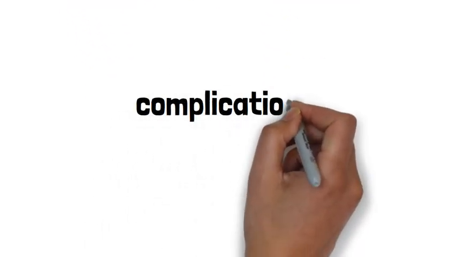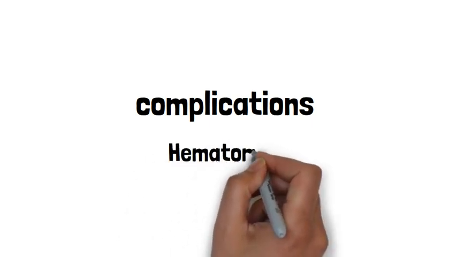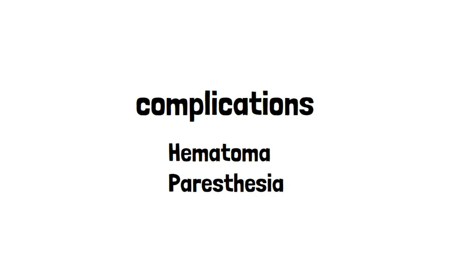The complications associated with the mental nerve block and the incisive nerve block are very rare, but to mention, they are hematoma during the injection of the local anesthetic solution and paresthesia of the lip or chin due to trauma to the mental nerve during the injection.